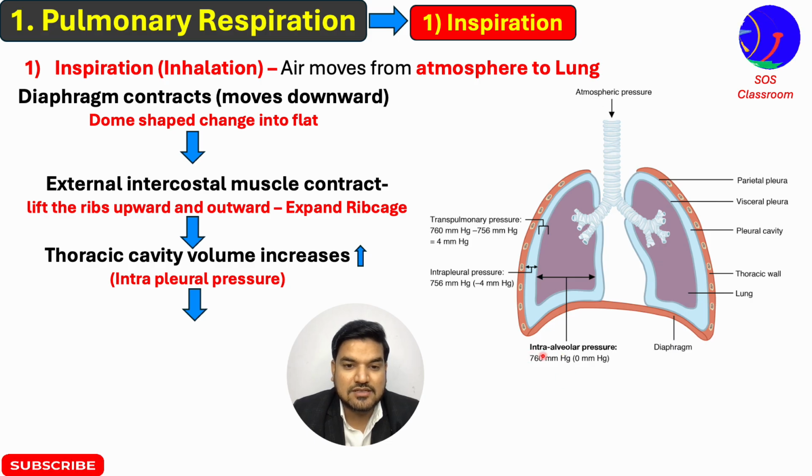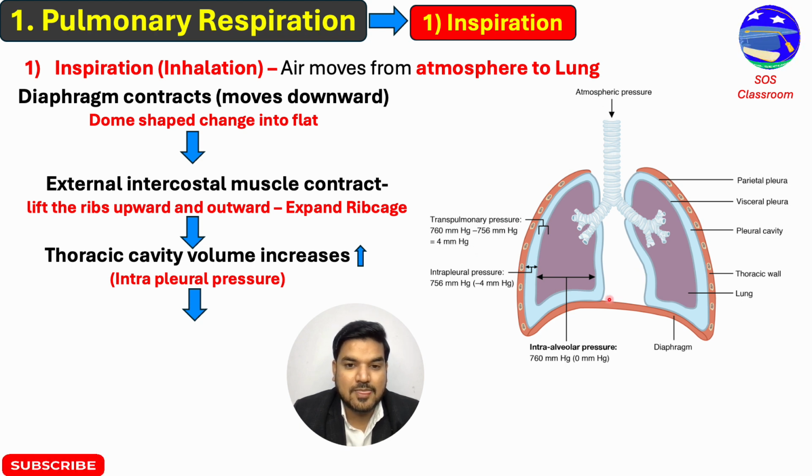You can see this is the intra-alveolar pressure, which is normally 760 mm of Hg under normal conditions. This is the interpleural pressure in the pleural cavity, which is 756 mm of Hg, and this is called the transpulmonary pressure. 760 minus 756 mm of Hg, meaning intra-alveolar pressure minus intrapleural pressure, gives 4 mm of Hg.